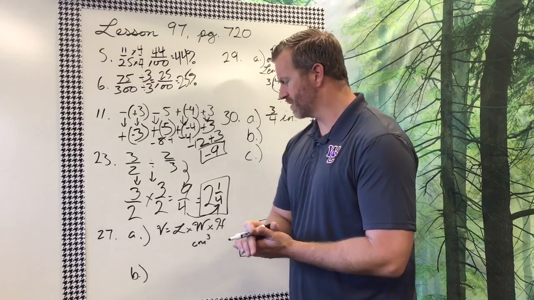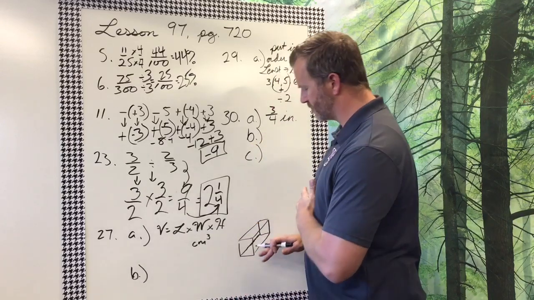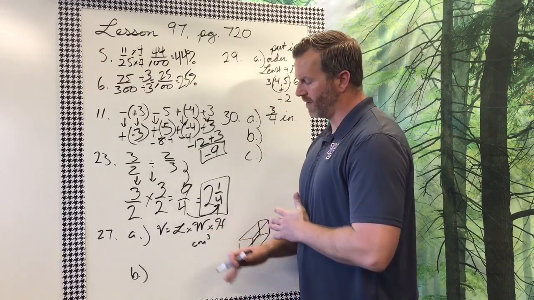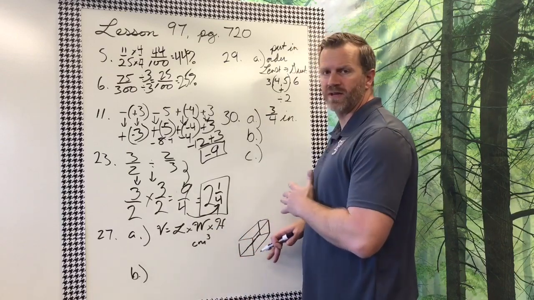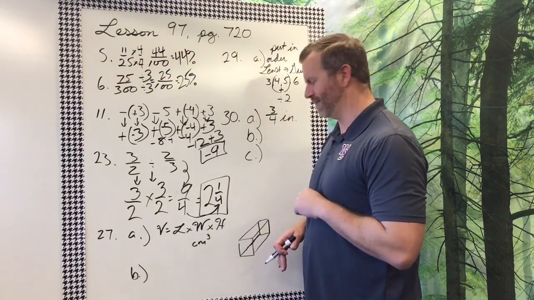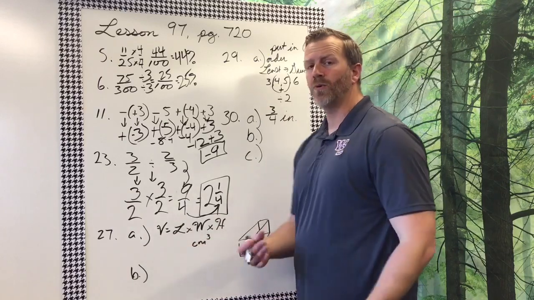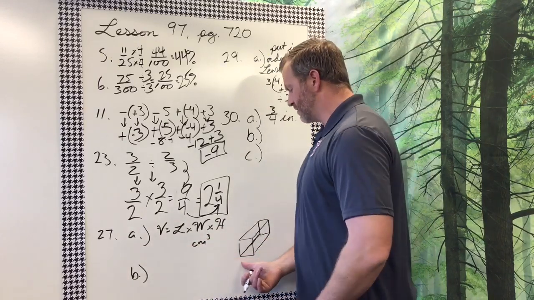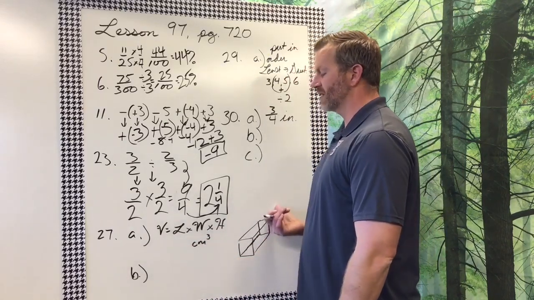Beautiful. Now check out number 27. We got this looking shape right here, and they want the volume. I didn't write out the dimensions because it's in your book. You can figure it out. Now, I just wanted to give you the equation for volume. Remember, it's your length times your width times your height.